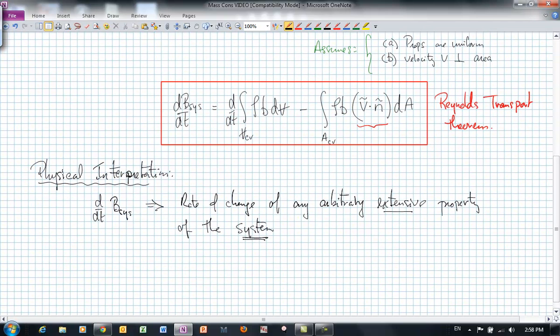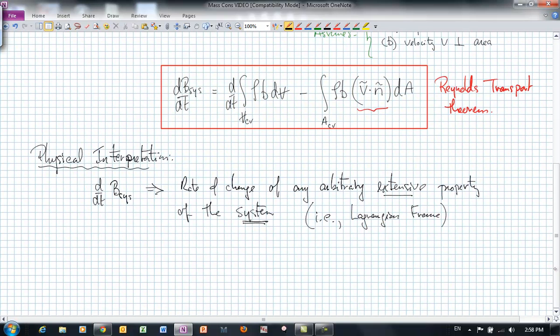We're tracking the system. So that means we're in the Lagrangian frame here, or the system frame of reference. The first term on the right hand side, this guy right here, is really the same thing for the control volume.